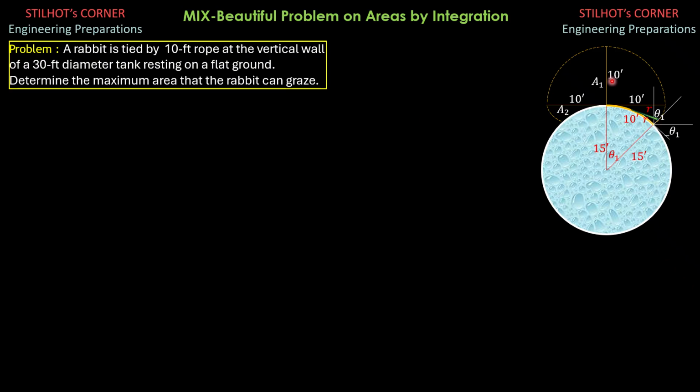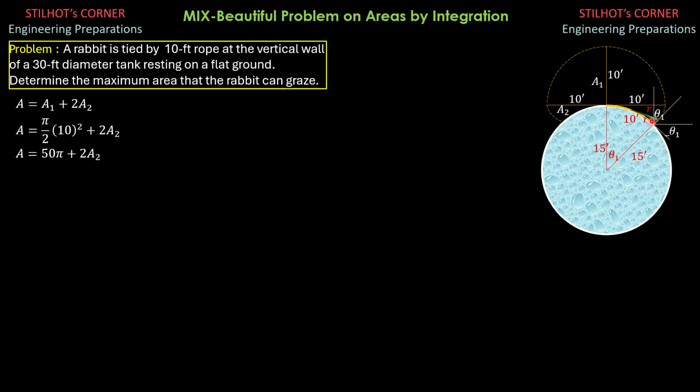First, let's set up the maximum area that the rabbit can graze. It is equal to area 1 plus 2 times area 2, where area 1 is the area of the semicircle of radius 10, so pi over 2 times 10 squared, which is 50 pi. The area is 50 pi plus 2 times area 2. Next, let's focus on area 2.